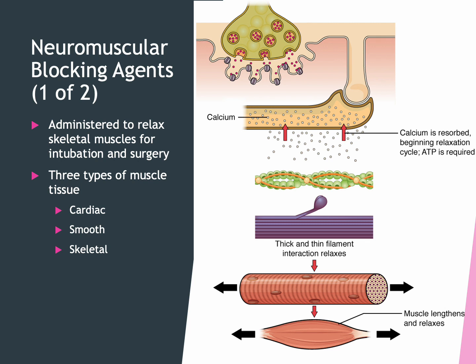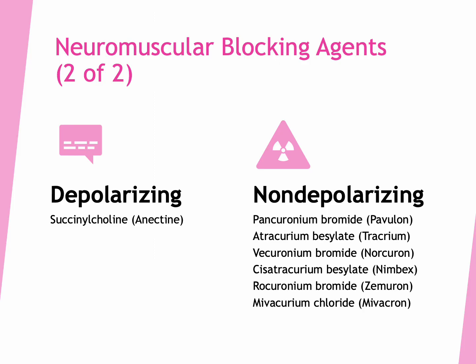So when the anesthesia care provider gives a depolarizing agent, we're going to see those fasciculations. When the anesthesia care provider gives non-depolarizing agents, we are not going to see those fasciculations because it is going to prevent the contractions from happening. So neuromuscular blockers, whether they're depolarizing or non-depolarizing, are going to relax the skeletal muscle for intubation and for surgery.